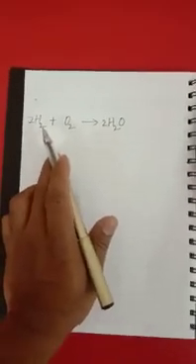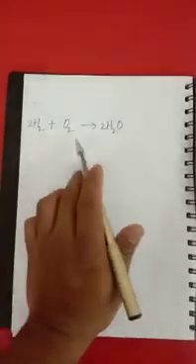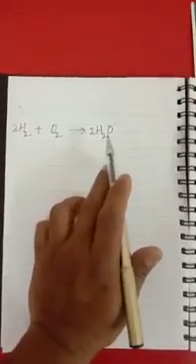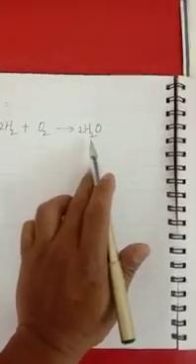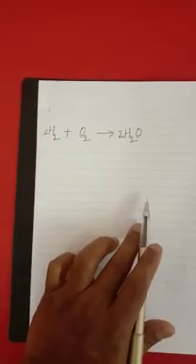Once again, I would like to say the property of hydrogen is different, the property of oxygen is different, but when they chemically combine, it forms water. The property of this compound, which is water, is different. Now I hope you have clearly understood the difference between an element and a compound.